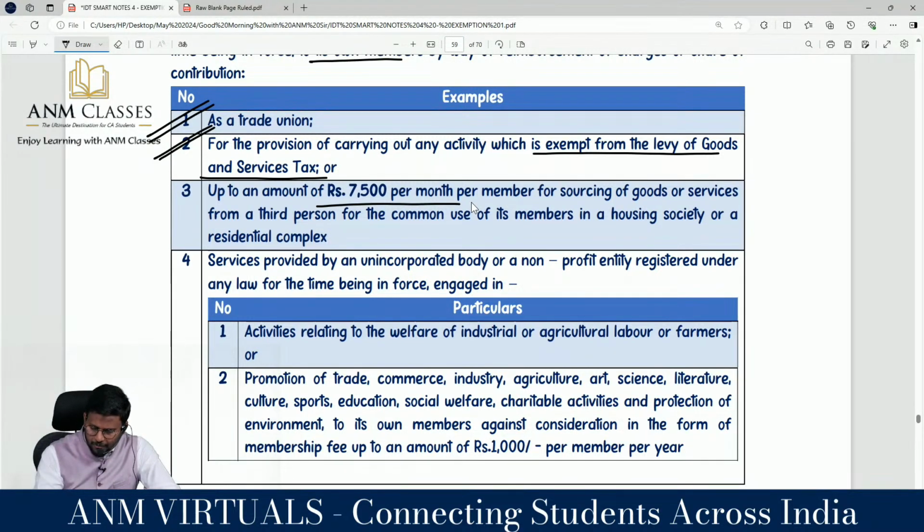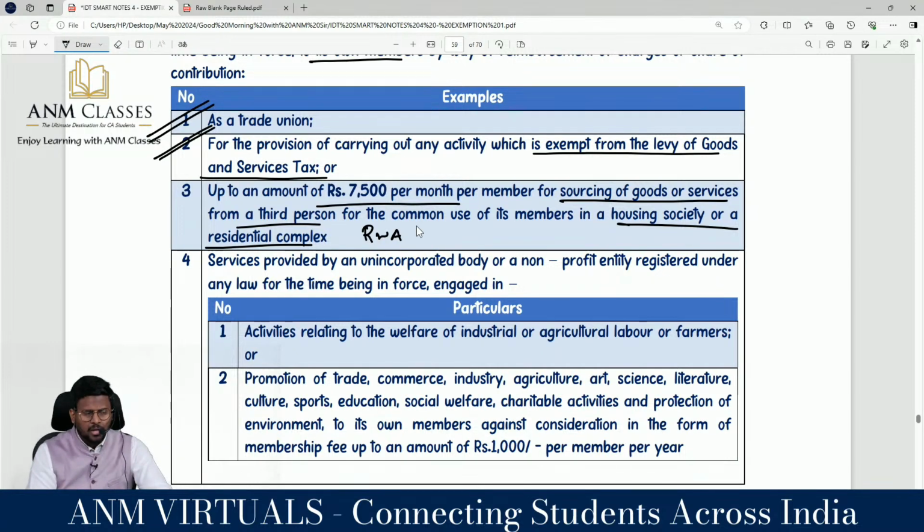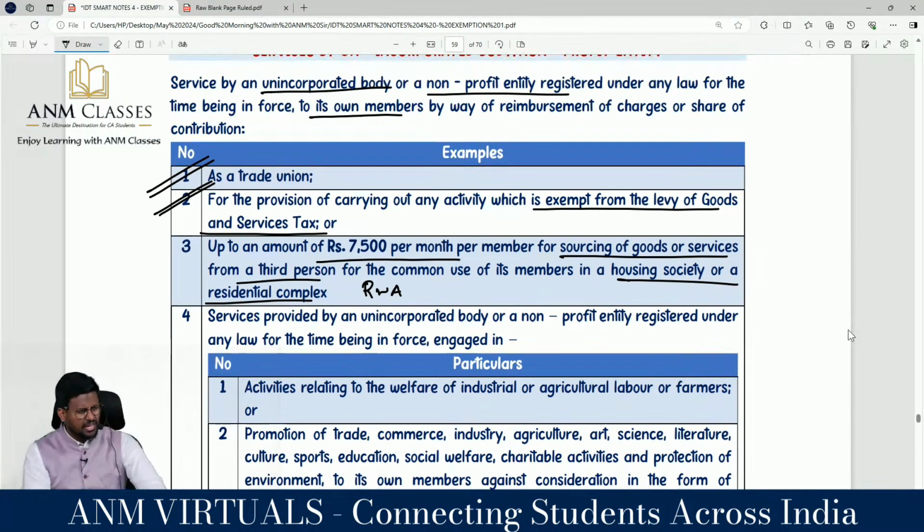7,500 per month per member for sourcing of goods or services for the common use of its members in a housing society or residential complex. So this is the RWA, the Resident Welfare Association. That means the trade union, without limit, is exempted. Sir, next one, for the purpose of providing exempt supply, it is fully exempted. Whereas for RWA, you have to classify into 2 categories. If the maintenance charges are up to 7,500 per month per member, it is exempt from GST. If it goes beyond 7,500 per member per month, it is taxable.